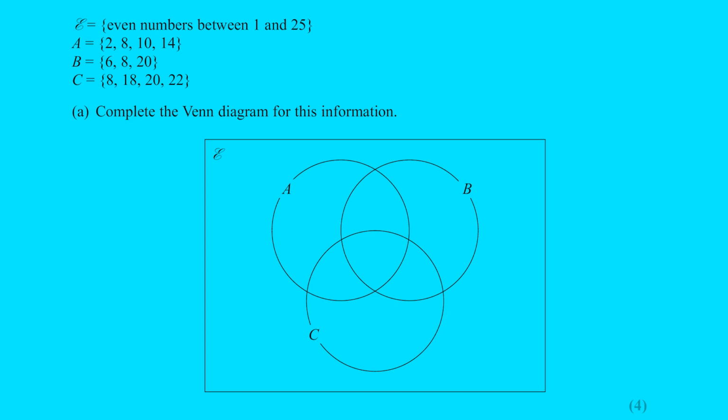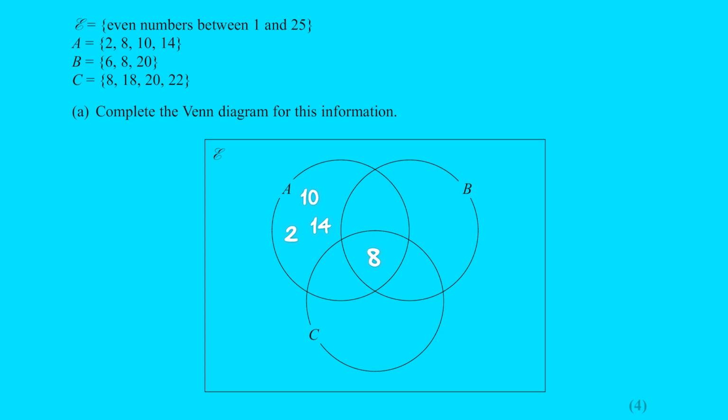So we've got 2, 8, 10, and 14. Well, 8 also appears in B, and in fact it also appears in C. And it's the only number that is in all three of them. So that goes right in the middle there. The other three numbers, 2, 10, and 14, only appear in A. So let's write those in there.